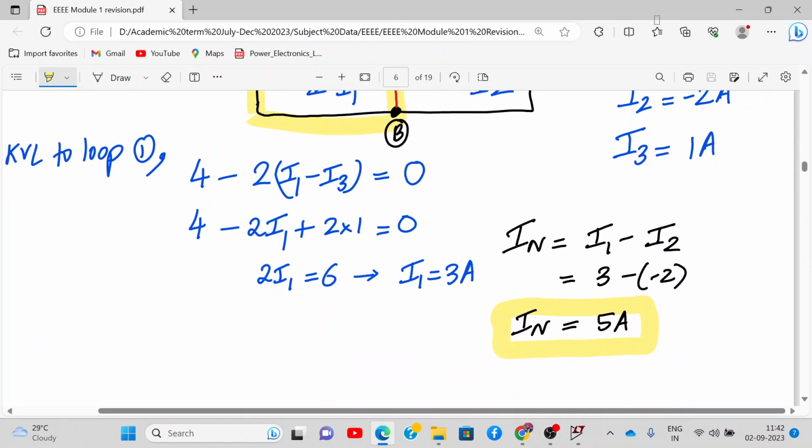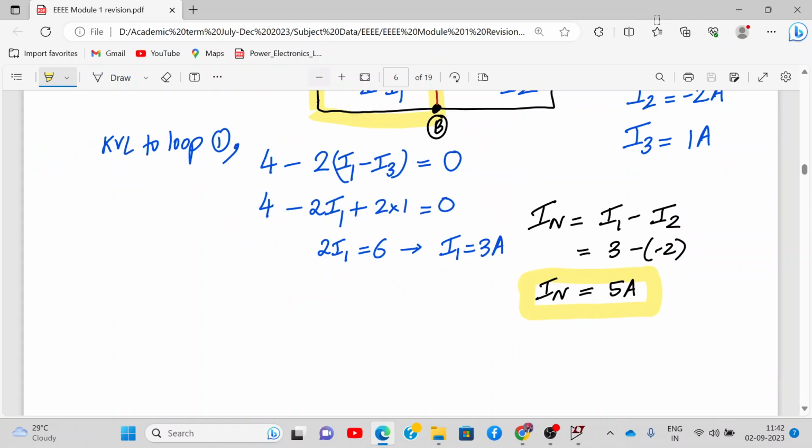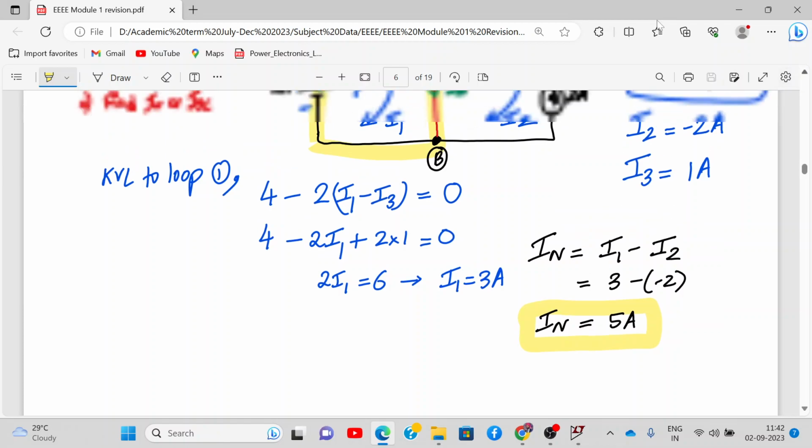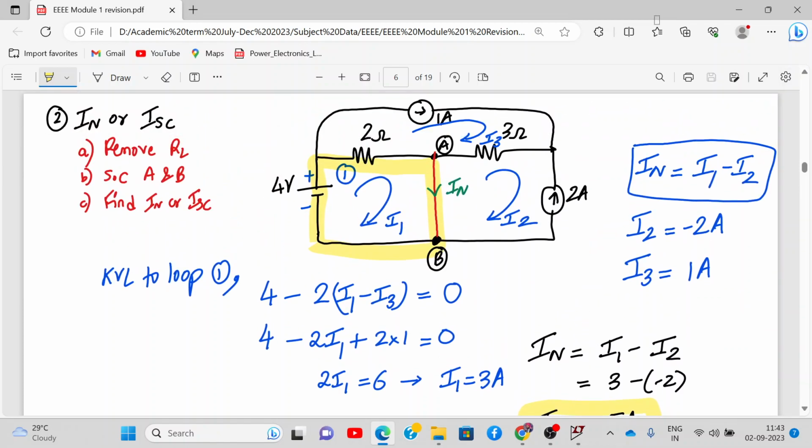Okay, sir. Got it, sir. Alright. So this is how I calculate Norton's current. I hope it is clear. Sir, one doubt.